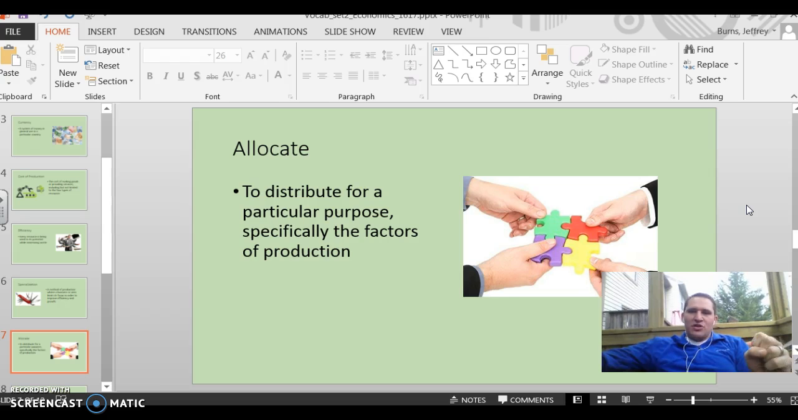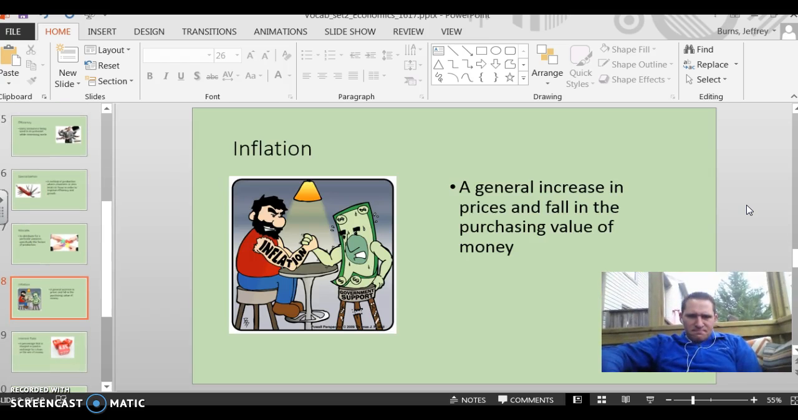You're not going to use lumber to build a couch that's made out of metal or plastic, right? You're going to use it to build something out of wood. You're going to use that resource. You're going to allocate it for that specific purpose. So that makes sense. Divide out is allocate. That's a good way of thinking about it. We have inflation.